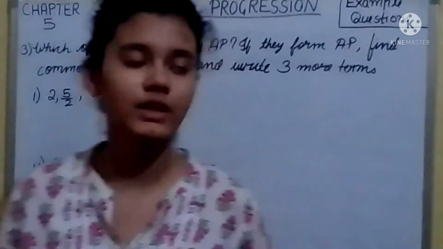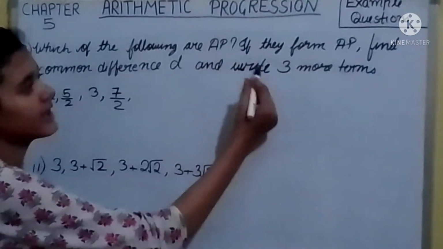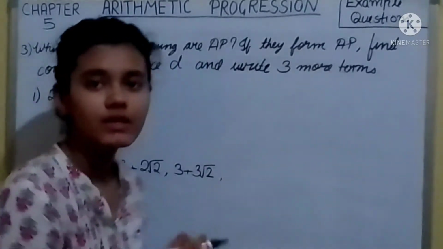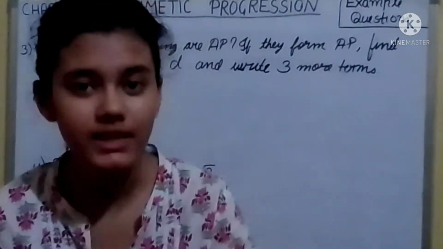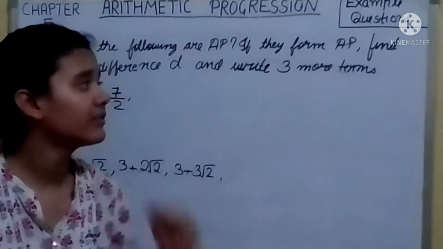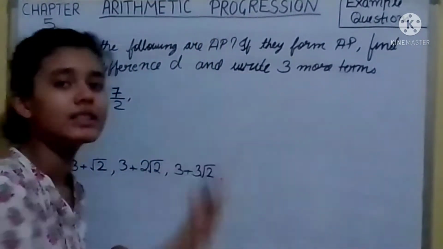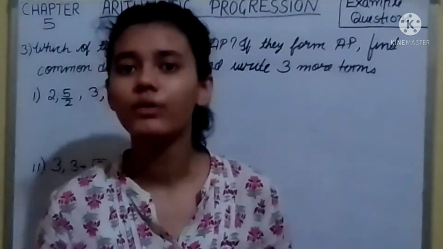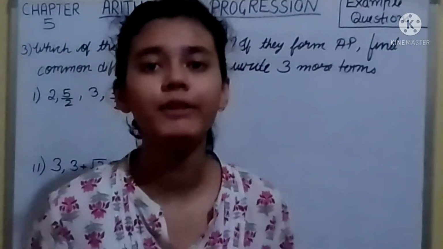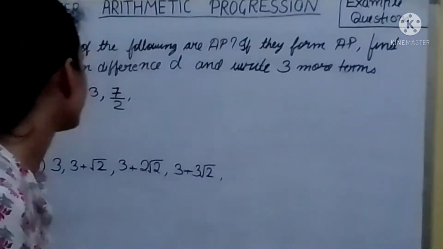So now let's do the third question. In this it is asked which of the following are AP. If they form an AP, find the common difference d and write 3 more terms. So in this question we have got the list. Firstly we have to tell whether it is an AP or not. Second, we have to find the common difference, and third, we have to write 3 more terms of that list. For telling whether this is an arithmetic progression or not, we have to find the common difference. If the difference is the same between all the consecutive terms, then it is an AP.